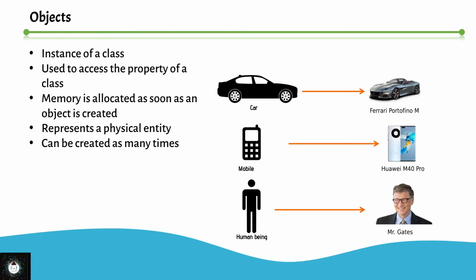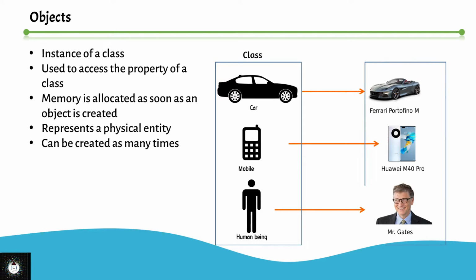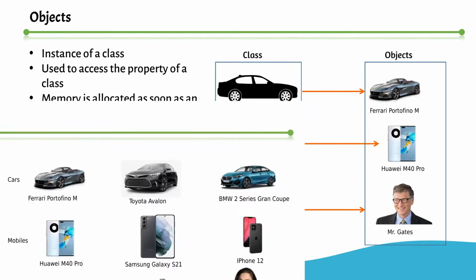One thing you need to keep in mind is that when you write a class, it does not occupy a block of memory. But when you create objects, you reserve some block of memory for the object. So memory is allocated to an object as soon as you create it, but a class does not reserve certain space in memory. So these are objects and class.